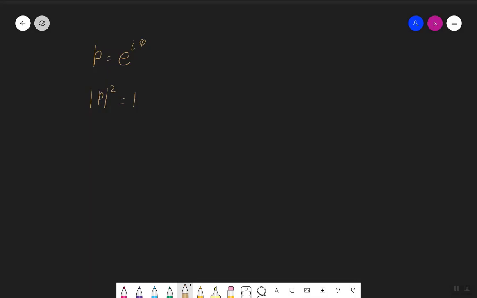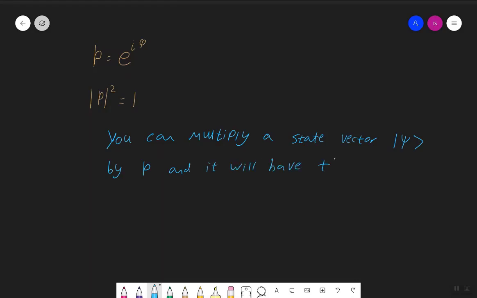And the really important thing is, and this is, again, something you want to write down. You can multiply a state vector, or state function or wave function, whatever, vector, sorry. You can multiply a state vector, psi, by a phase, and it will have the same physical meaning.